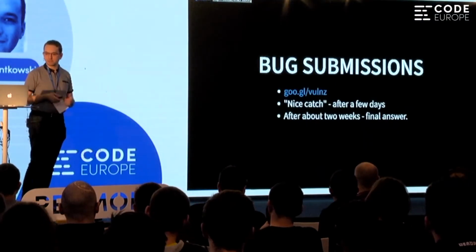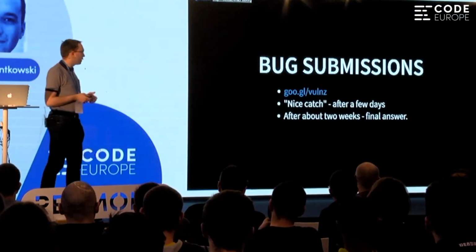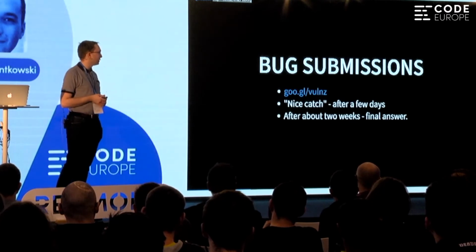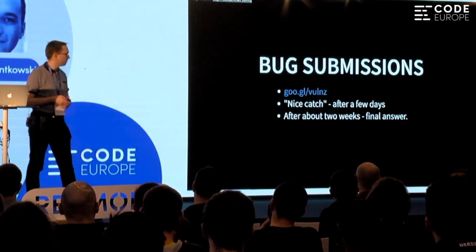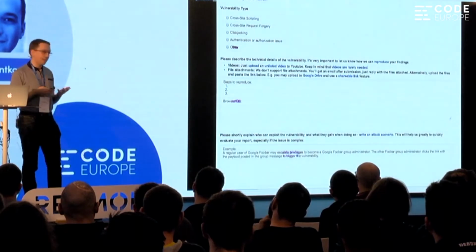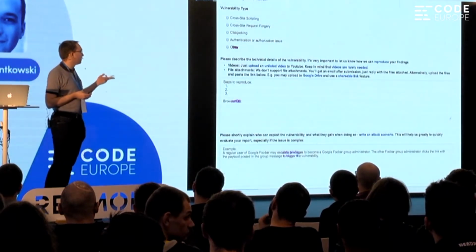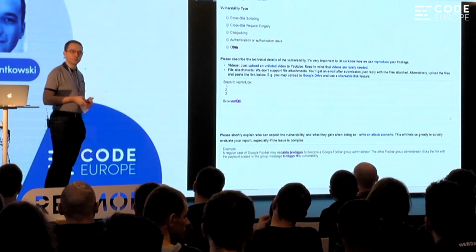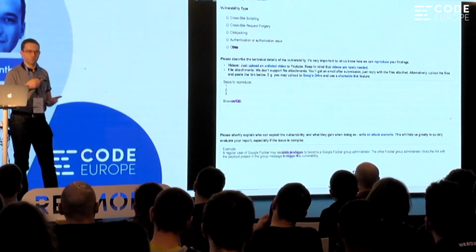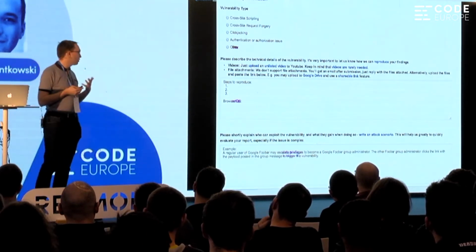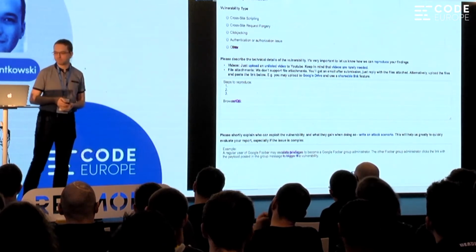So how do you submit a bug? There is a page at the URL goo.gl/vulns, in which you have a form where you can describe the basic information about the issue. So where did you find it? What is the issue anyway? And what is the attack scenario?